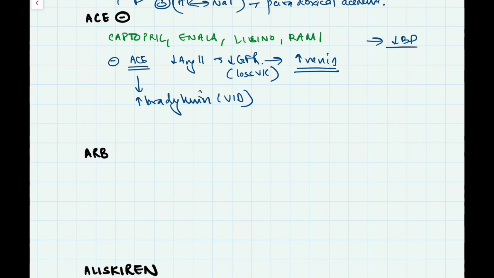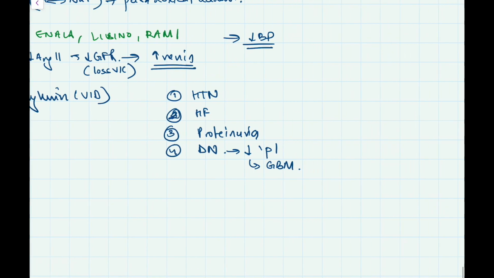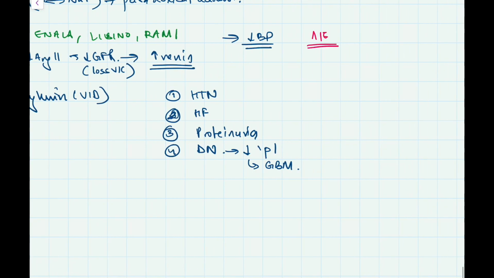Hence, the ACE inhibitors find their use in cases of hypertension, right? In heart failure, it decreases the mortality by promoting remodeling. Then it is used in proteinuria and diabetic nephropathy. Why? Because it decreases the intraglomerular pressure and it slows the thickening of the glomerular basement membrane. Talking about the adverse effects, it causes cough and angioedema due to increase in bradykinin. And this was asked, a picture of angioedema was given and they had asked what is the drug responsible for it.